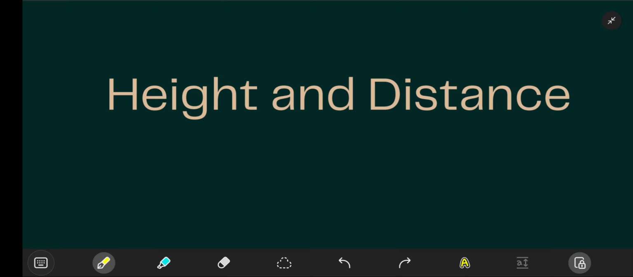In this class, we will start with the new chapter, height and distance. In the previous chapter, we have learned trigonometric ratios. Now, in this chapter, we will study about its applications.